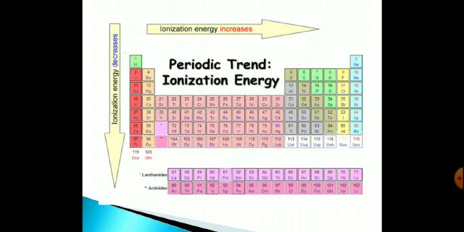So we require greater energy to remove the electrons from an atom. Since the energy required to remove the electron increases, ionization energy is automatically increased.